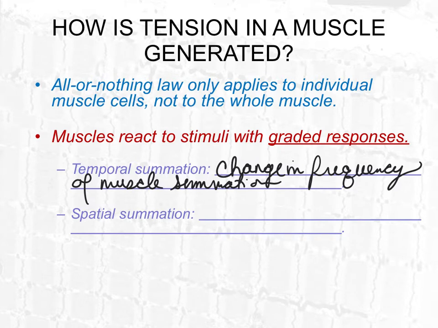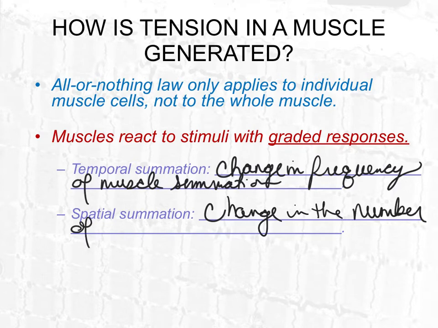Spatial summation, I think, makes more immediate sense. And that is just changing the number of cells that are stimulated. So if you're lifting something heavy, you're going to want to recruit more muscle cells, more muscle fibers to contract.